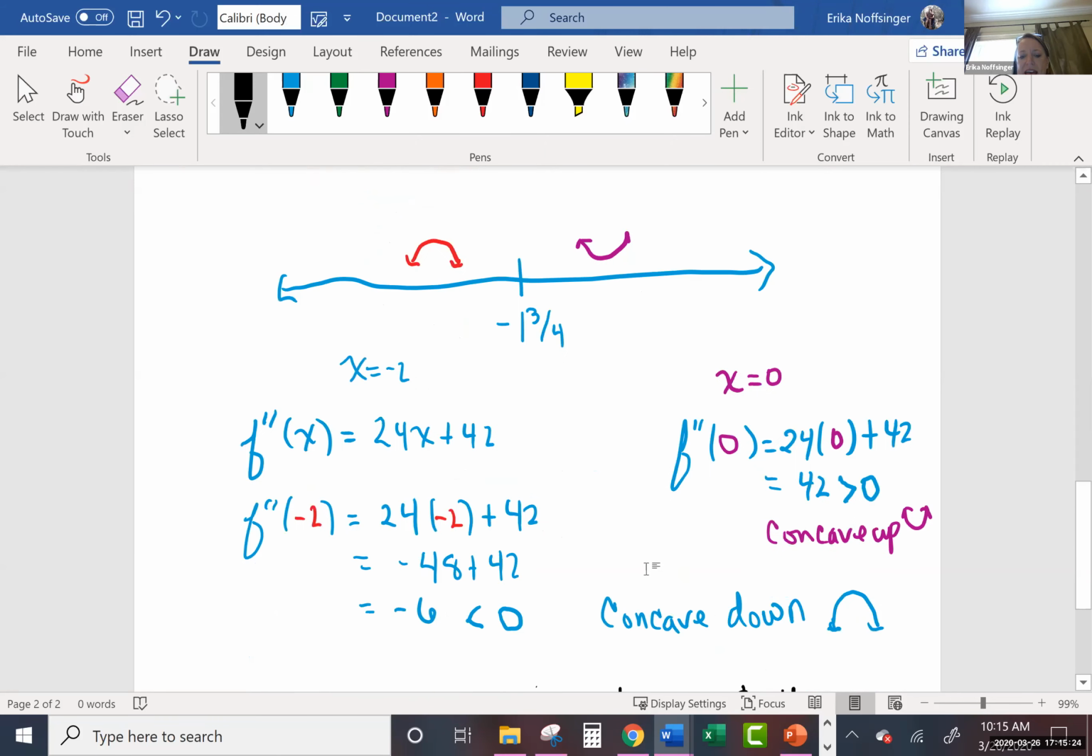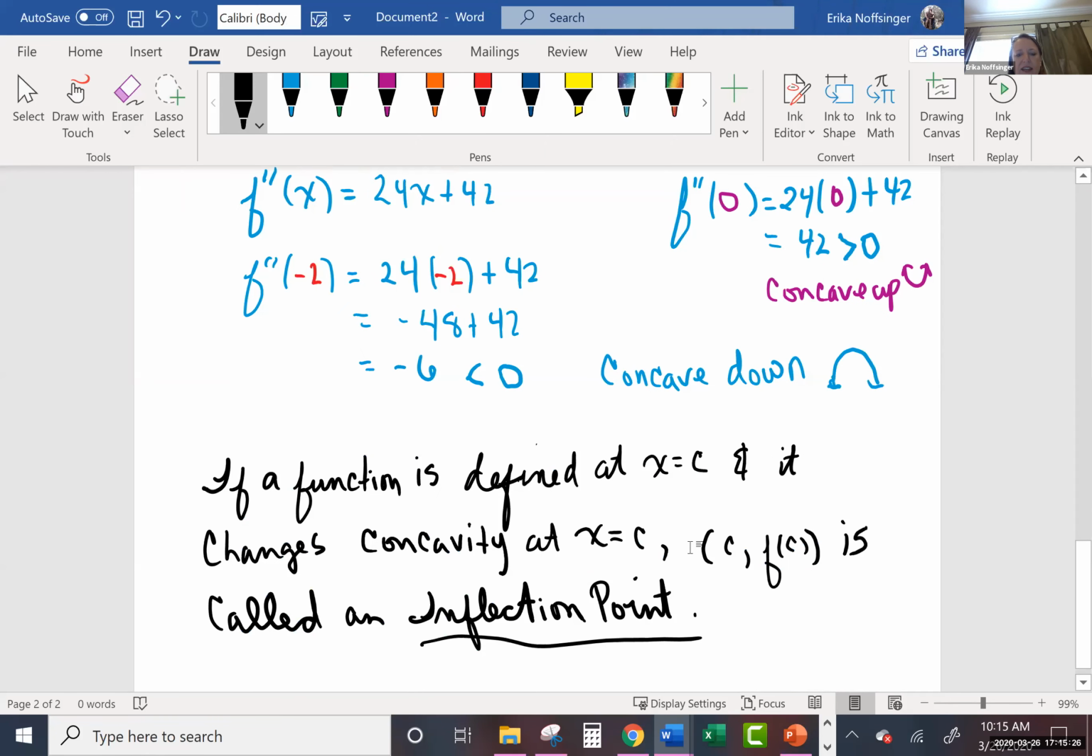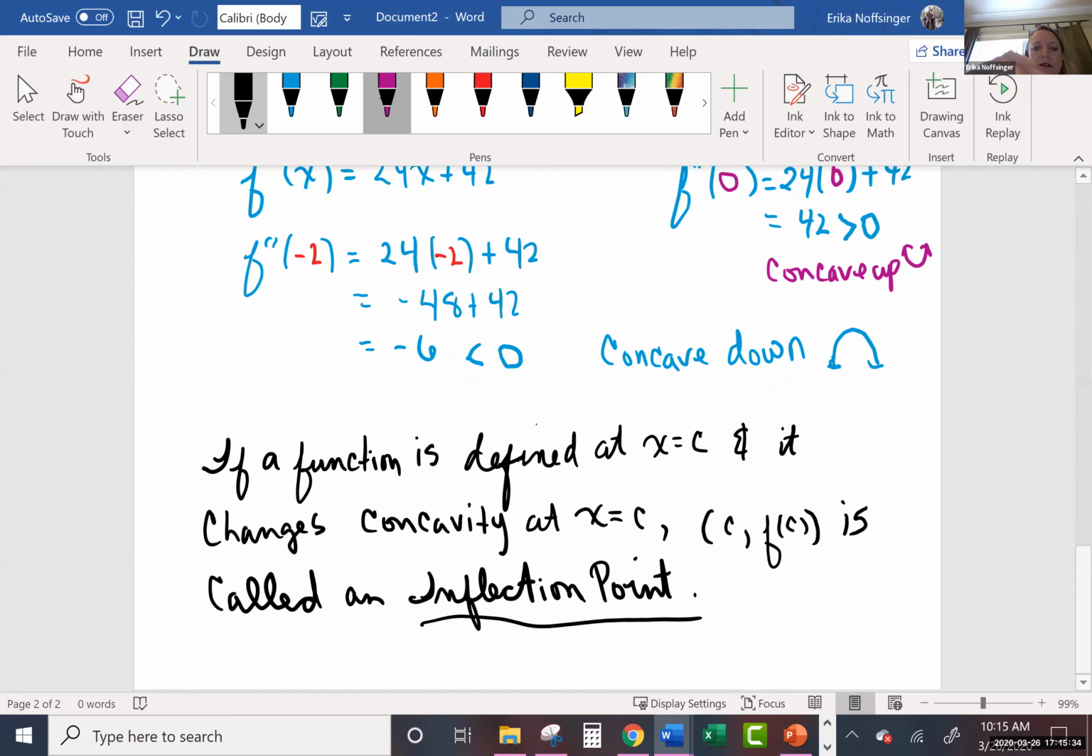So if they ask me to find this point, I haven't found the point. I have found the x value. I haven't found the y value. So plug c into the original function.